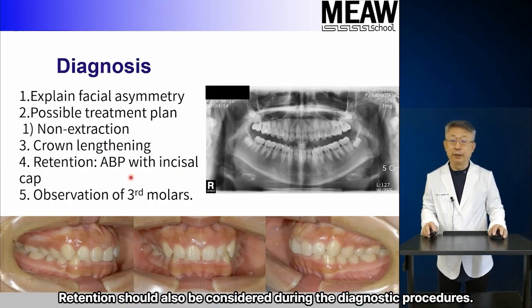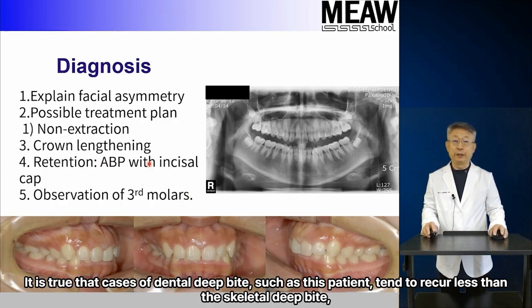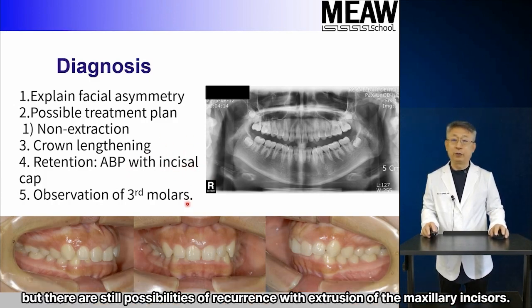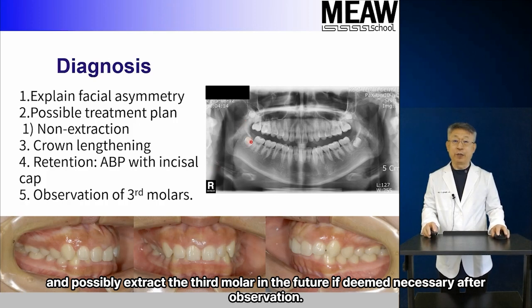Retention should also be considered during the diagnostic procedures. Deep bite cases such as this often recur. It is true that cases of dental deep bite, such as this patient, tend to recur less than the skeletal deep bite. But there are still possibilities of recurrence with extrusion of the maxillary incisors. We must use a removable retainer with an anterior bite plate with an incisal cap, and possibly extract the third molar in the future if deemed necessary after observation.